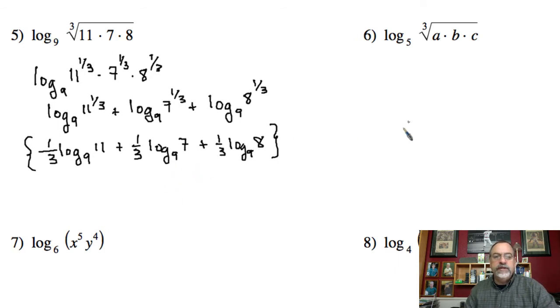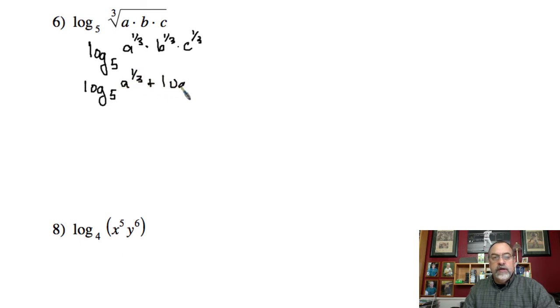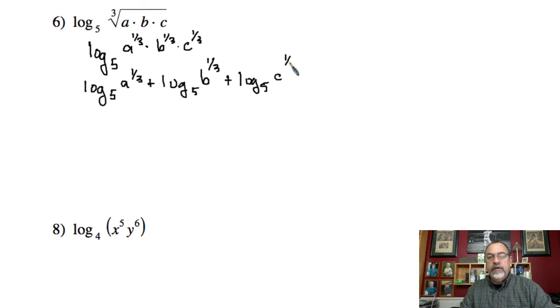Okay, take a look at number 6. Again, because we have a cube root, we're going to need to change that to its fractional exponent. So this is a to the 1/3 times b to the 1/3 times c to the 1/3. Because these are being multiplied together, we're going to go ahead and add those. So this is log base 5 of a to the 1/3 plus log base 5 of b to the 1/3 plus log base 5 of c to the 1/3.